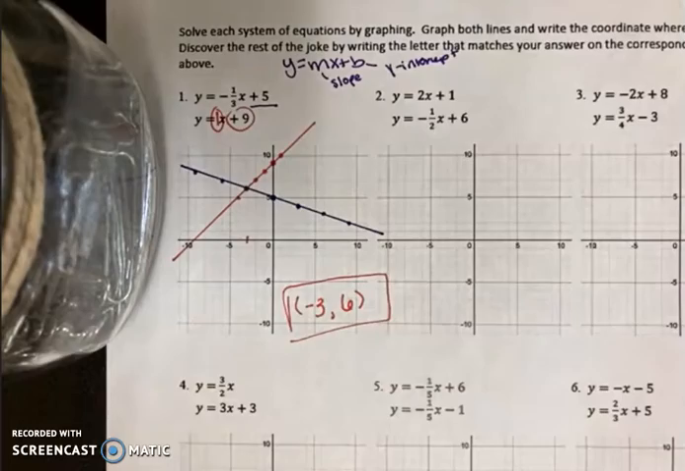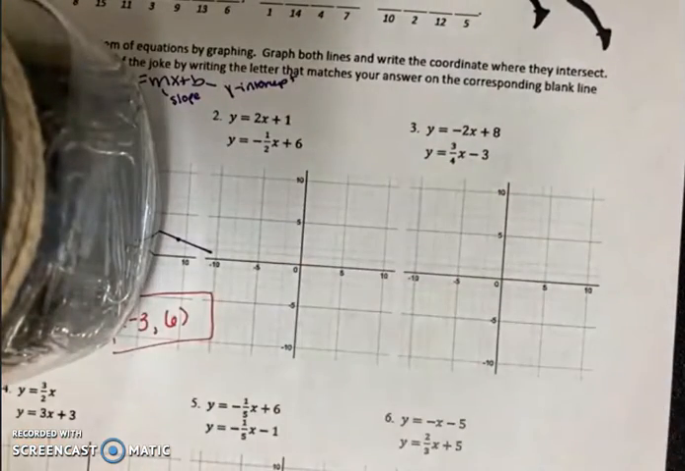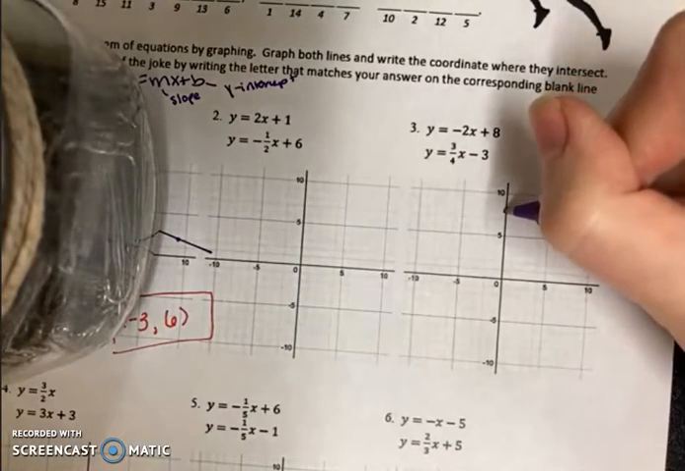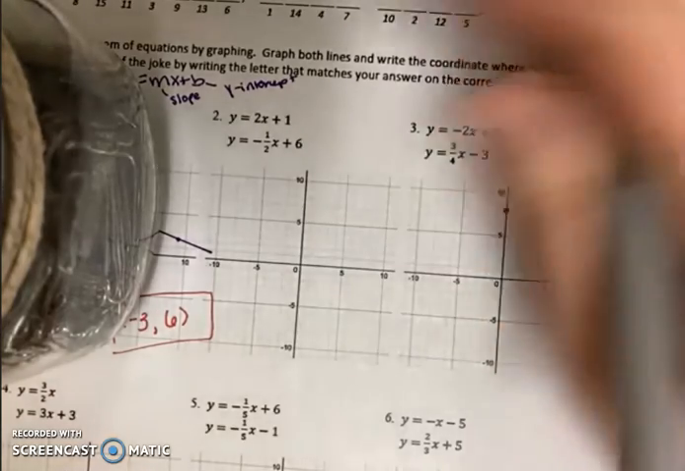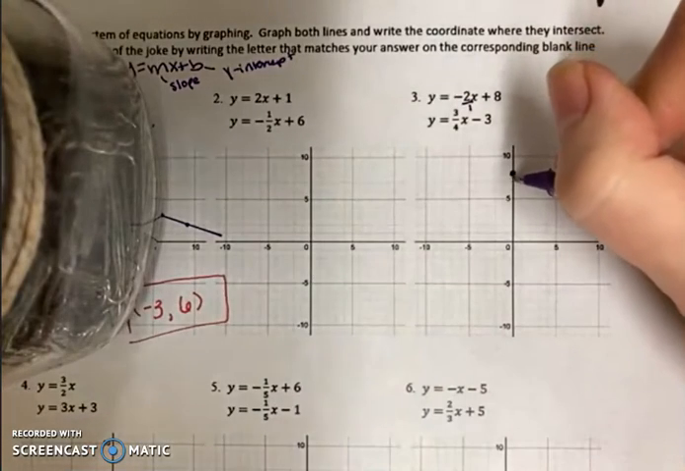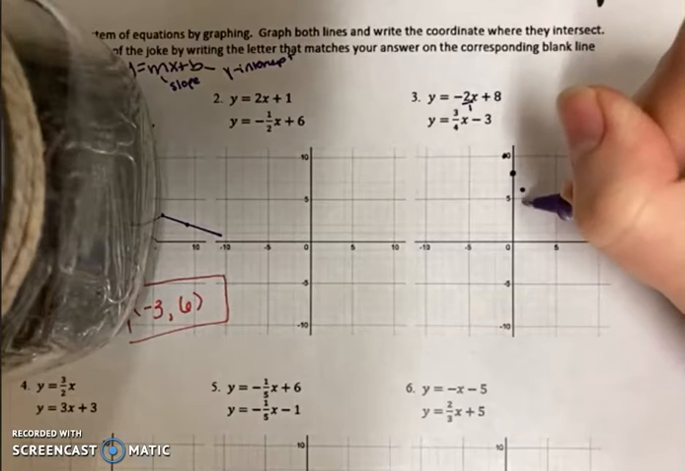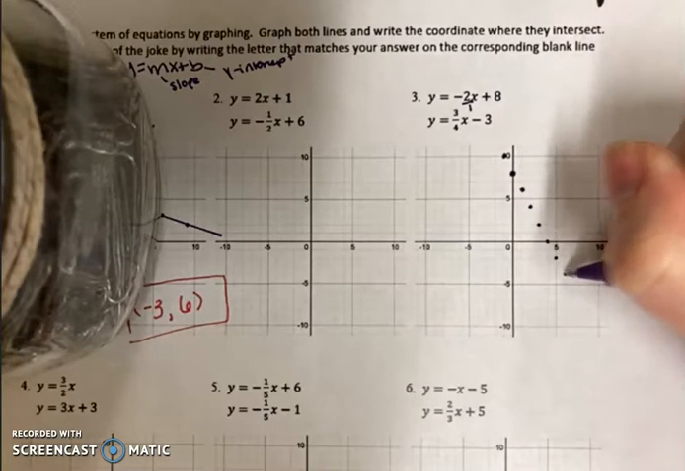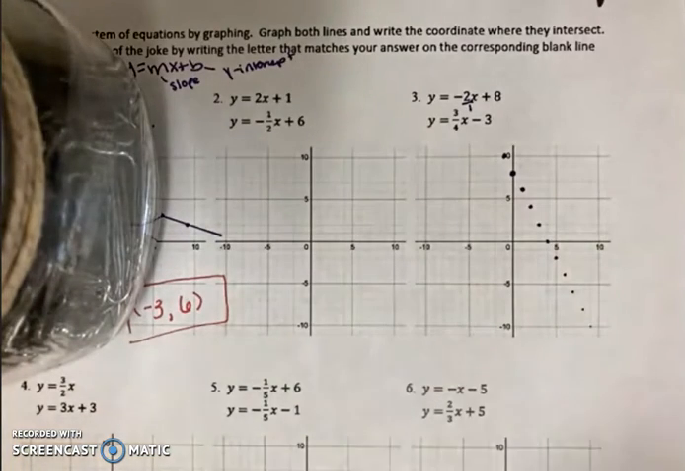Next, let's do number 3. I'm going to do this a little bit faster now that we're getting the hang of it. The first equation has a y-intercept of positive 8, and it has a slope of negative 2. Because this is a whole number, technically, that means that it's negative 2 over 1. So I could either move down 2, right 1 or up 2, left 1. Remember, the more points that you plot, the more accurate your picture is going to be. And then I'm going to use my ruler to help me out.